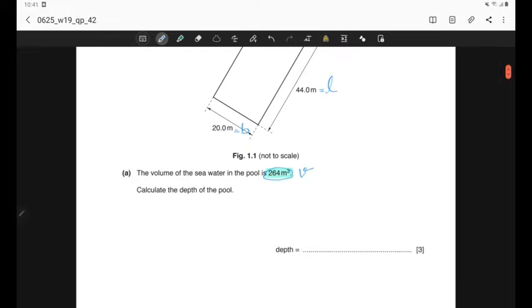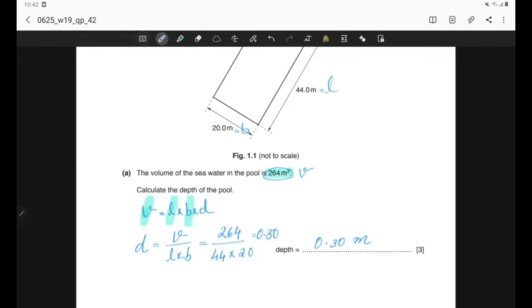So here you can use the equation of volume, that is length into breadth into depth. We are provided with the values of volume, length and breadth. So in order to calculate depth, we can make depth the subject. So we will get depth is equal to volume over length into breadth. So we can substitute the values, where volume is 264 over length 44 times breadth 20. So the answer is 0.30. So depth is 0.30 meter.